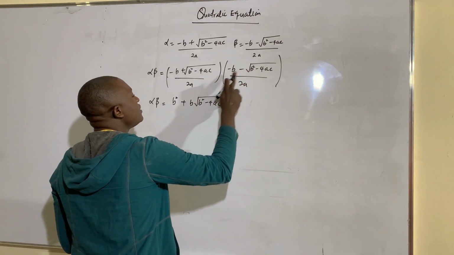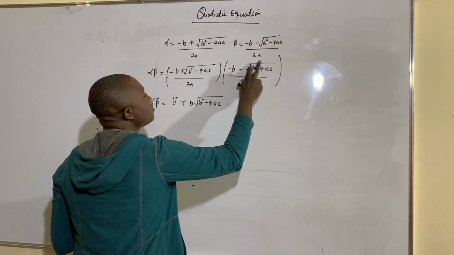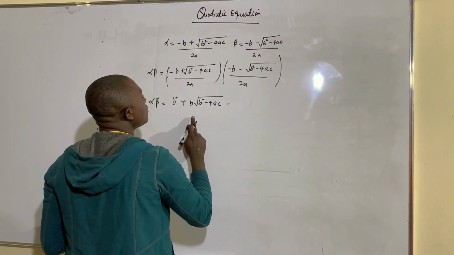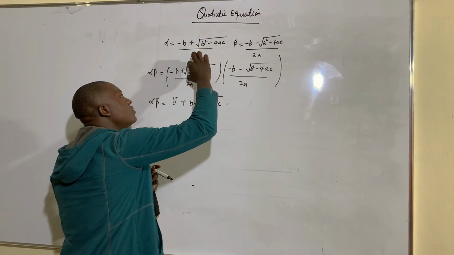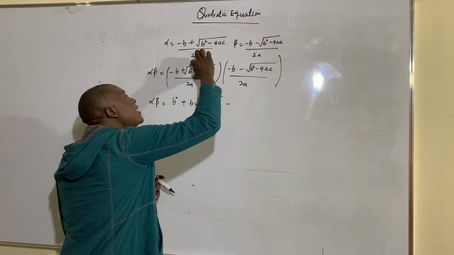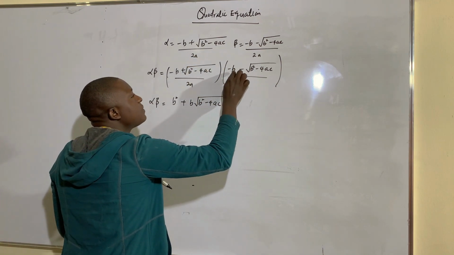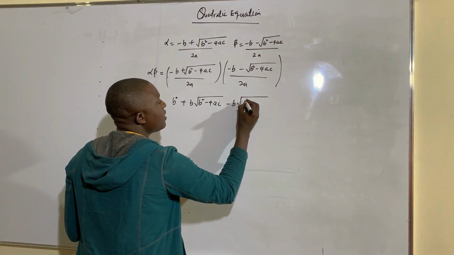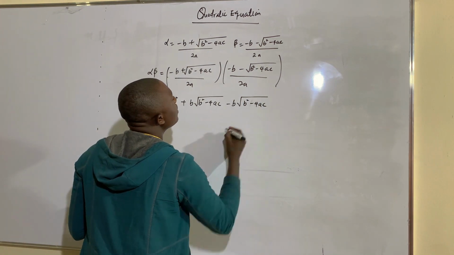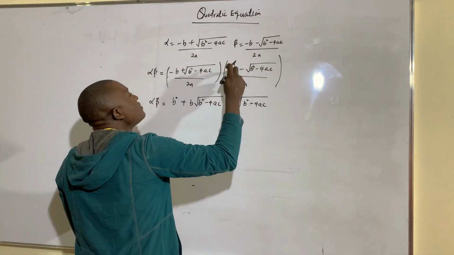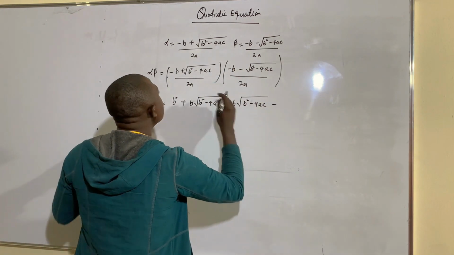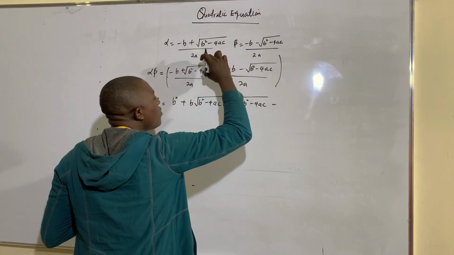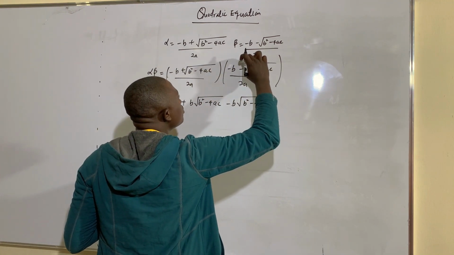Minus times minus here, we have plus b times the square root of this. I have b√(b² - 4ac). Now the second one, plus √(b² - 4ac) multiplied by b. Of course, you are going to have b√(b² - 4ac). Now plus times minus, that's going to be minus. Now √(b² - 4ac) multiplied by √(b² - 4ac).